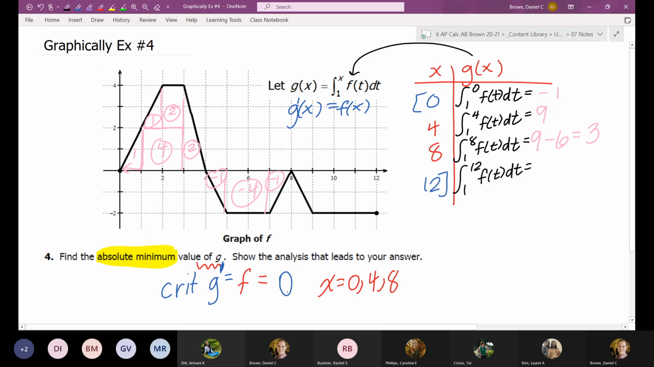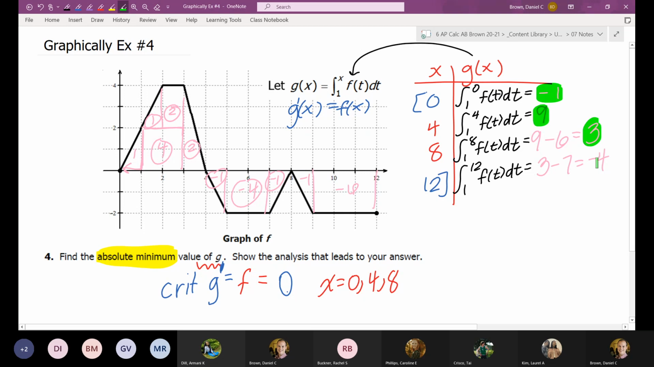And then what is g of 12? Keep subtracting. Right now we're at a net area of 3. Minus 1, minus 6. So minus 7 gives you negative 4. So again, what have we found? Yes, we have evaluated definite integrals. But again, g of x is a definite integral.